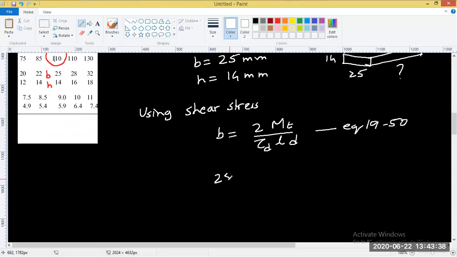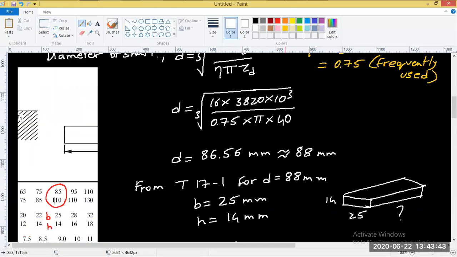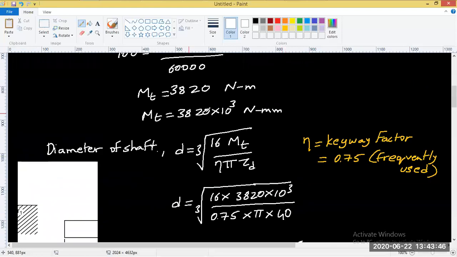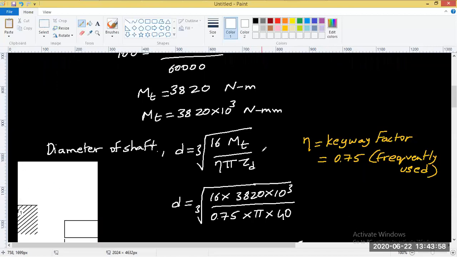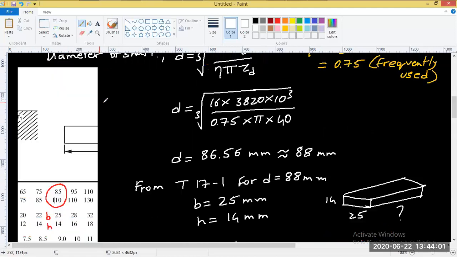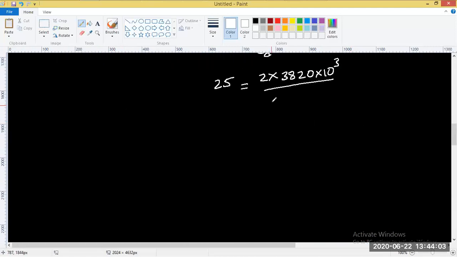So B we got is 25 equals 2 into torque. Mt was 3820 into 10 power 3 divided by tau, the shear stress value. Shear stress here given in data is 40. So it's 40 into L into D. D we took as 88 mm. So with this we'll get what is the length.